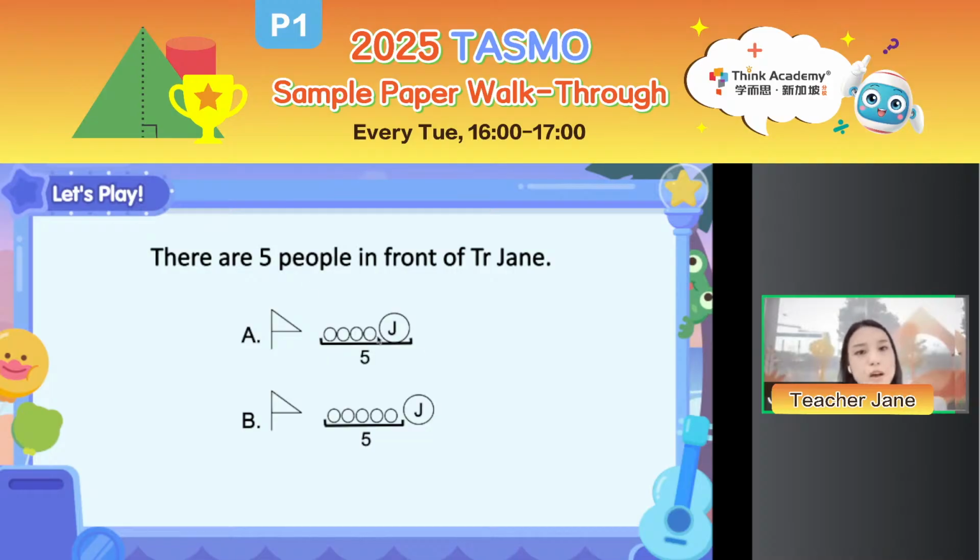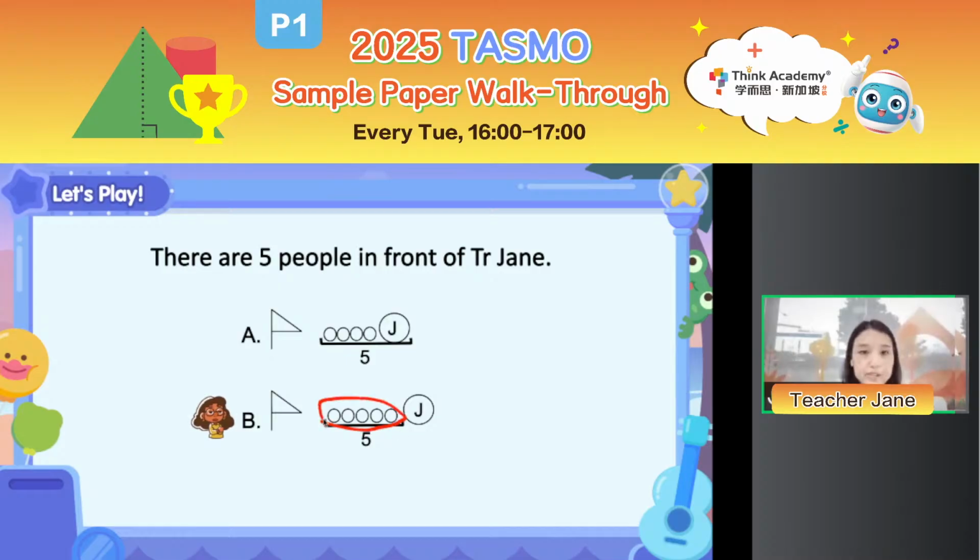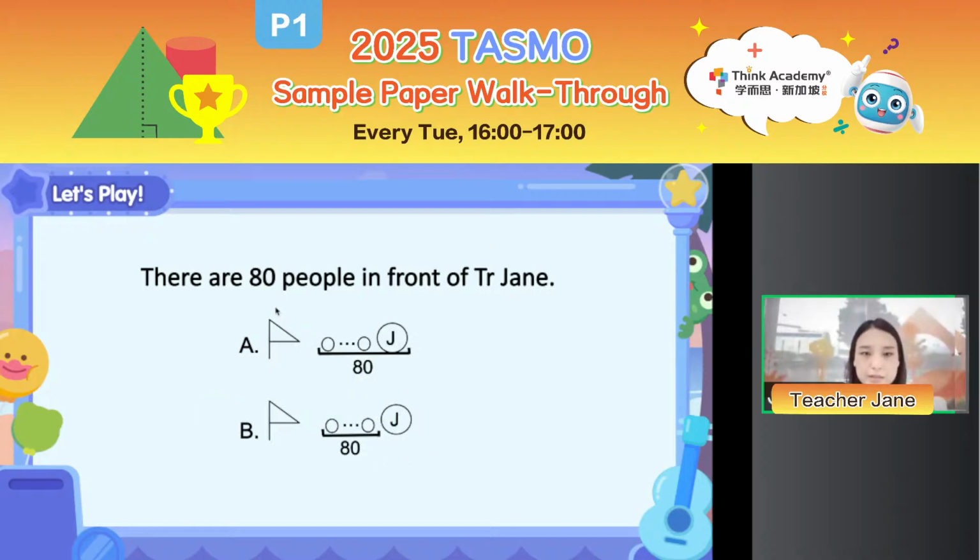And then you can see, if Teacher Jane wants to label a diagram, there are 5 people in front of Teacher Jane. Is Teacher Jane also counted? 5 people in front of you. Are you also counted? No, right? So we can see option B is the correct one, because the 5, am I counted? No, I'm not counted. So we can see when we are labeling the diagram, Teacher Jane is not included, right?